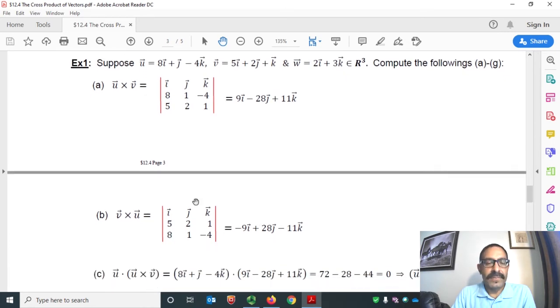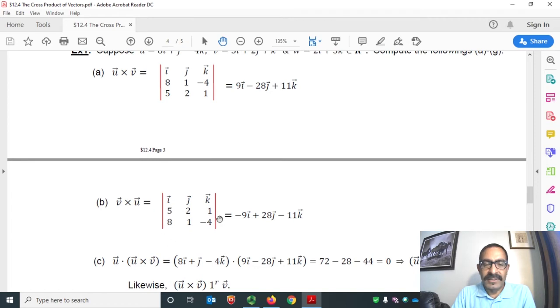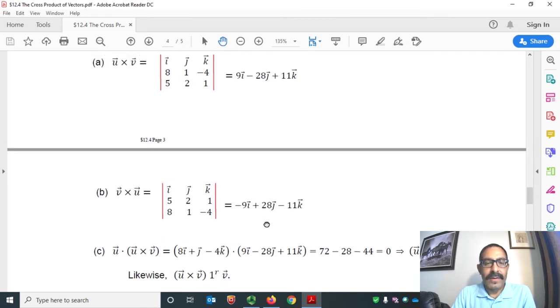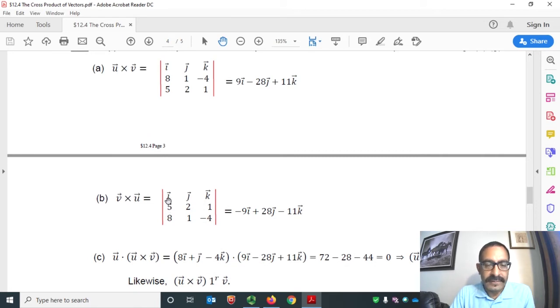In part B, compute V cross U. I told you earlier the cross product is anti-commutative, so that means V cross U gives us minus U cross V. So let's verify here. Again a 3 by 3 determinant, first row i, j, k, second row the components of V, then third row the components of U. Then let's expand this 3 by 3 determinant.